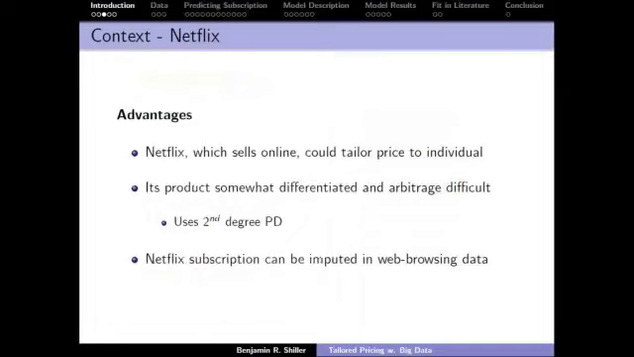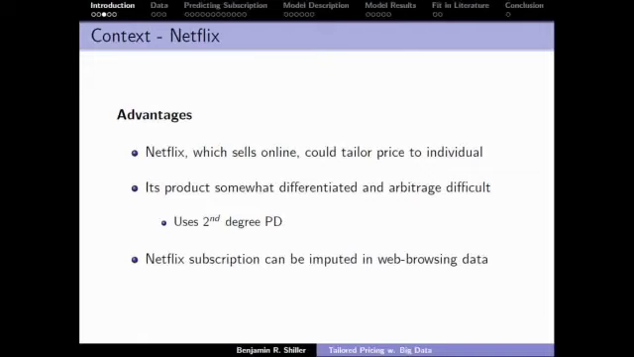Okay, so the context that I look at is Netflix, and there are three main reasons why. One is that Netflix did sell online. Basically, all of their sales are online, and so they could presumably use web browsing data to tailor prices. The second is that they seemingly can implement price discrimination.